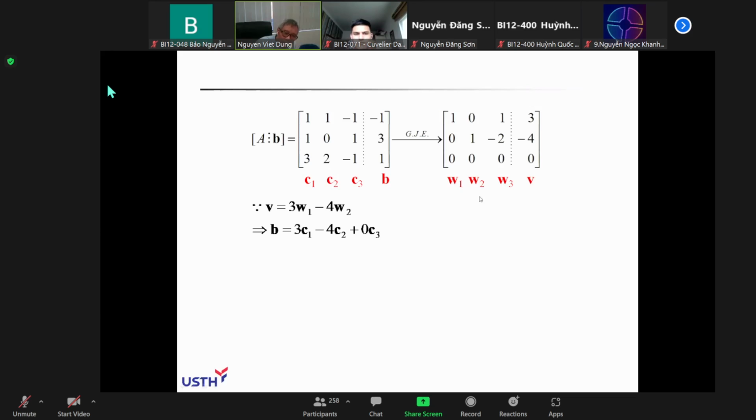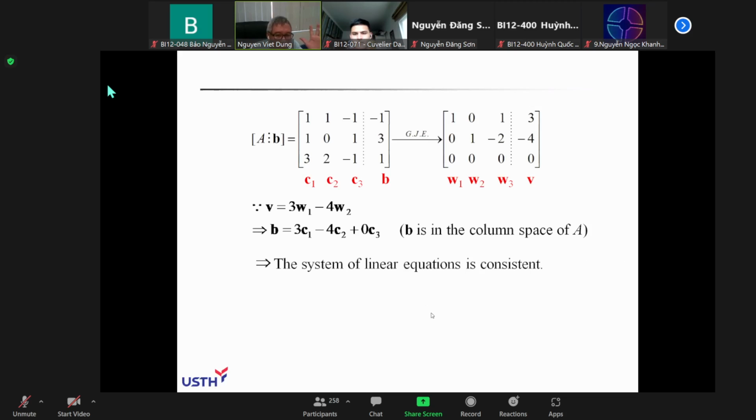Or we can write it here. By that, it's very easy for you to write V equals C times W1 minus 4 times W2. And because of that, the column vector B here equals C times the first column minus 4 times the second column. It means that B belongs to the column space of A. B is inside the column space of A, meaning the system is consistent.